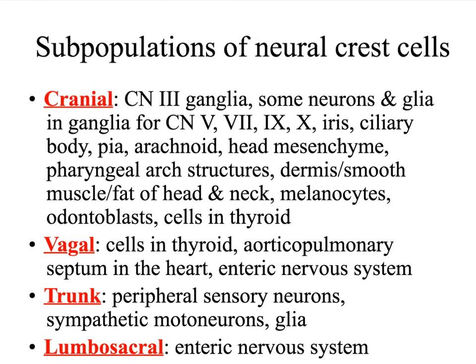The rest of our trunk neural crest will form peripheral nervous system structures like the dorsal root ganglia and the sympathetic ganglia and support cells for those. In the lumbosacral region, neural crest cells will contribute to formation of cells within the lower part of our gut tube. So again, we're forming our enteric nervous system.